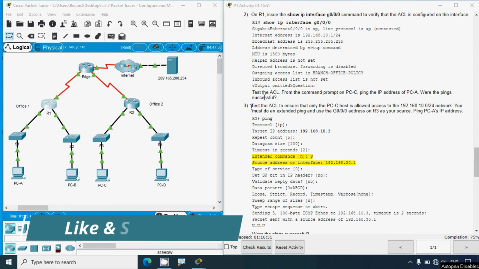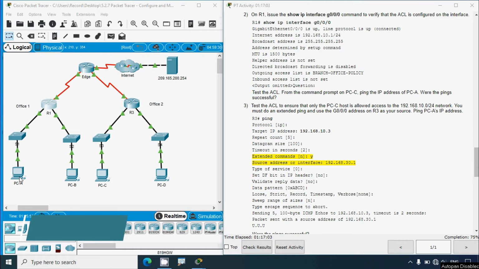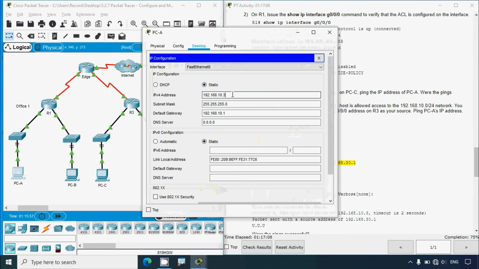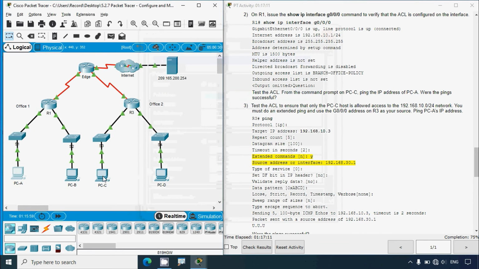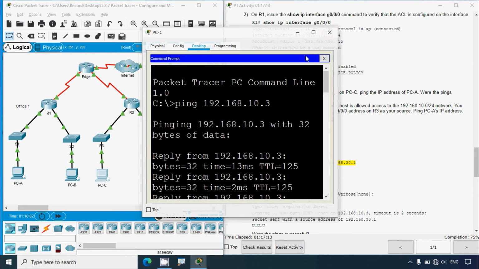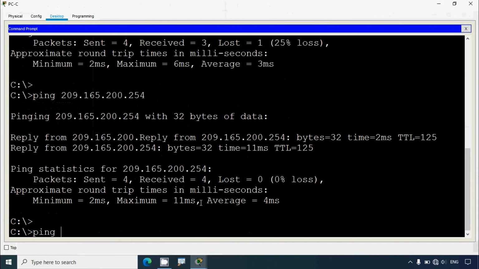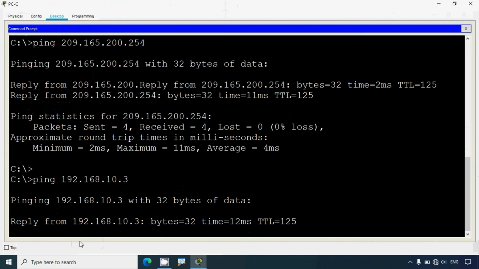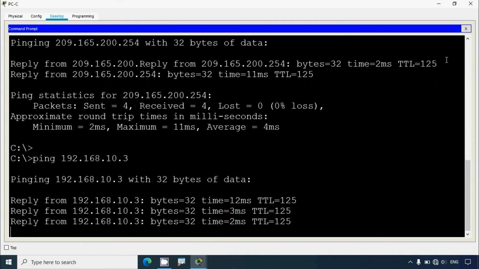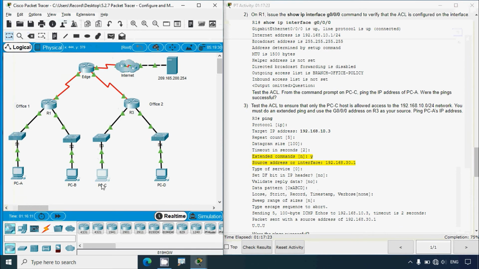Now we are going to test the ACL. From the command prompt on PC-C, ping the IP address of PC-A. Were the pings successful? Okay, we are going to ping from PC-C to PC-A. We will get the IP address of PC-A. Then we will go to PC-C, command prompt, ping to PC-A. And here we get the replies, because this host PC-C is allowed to access PC-A.